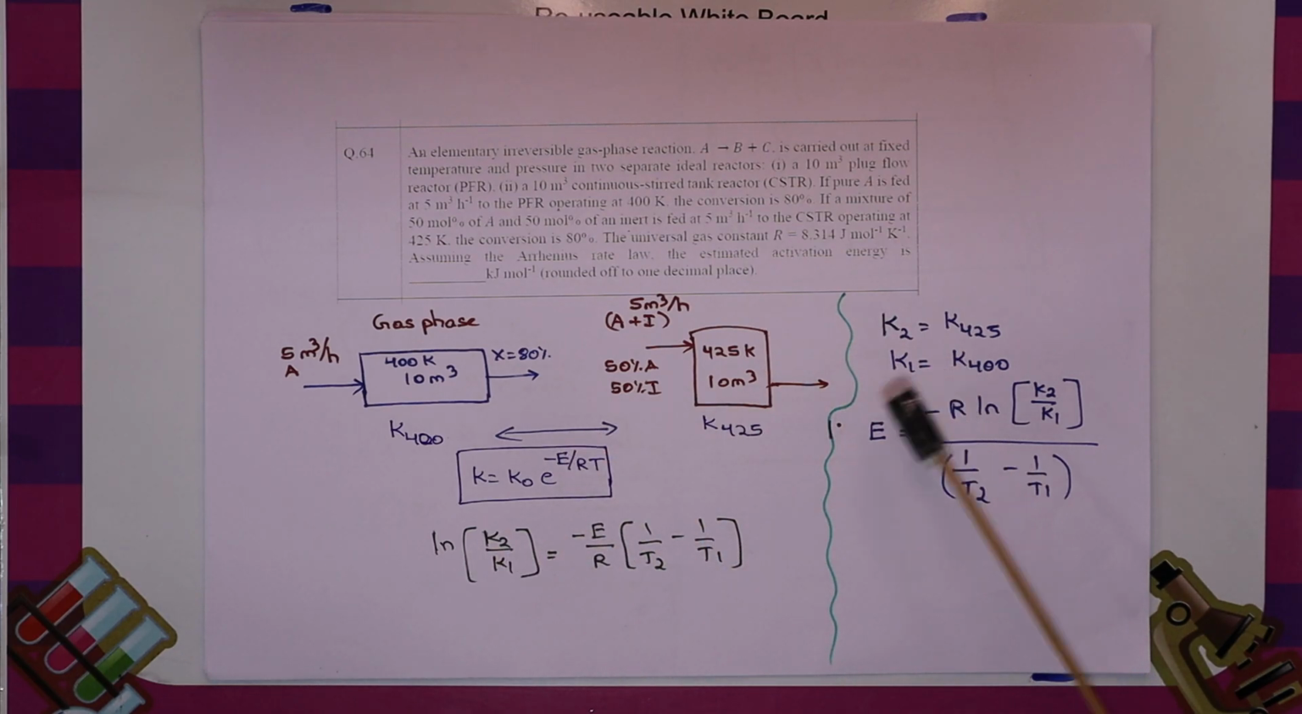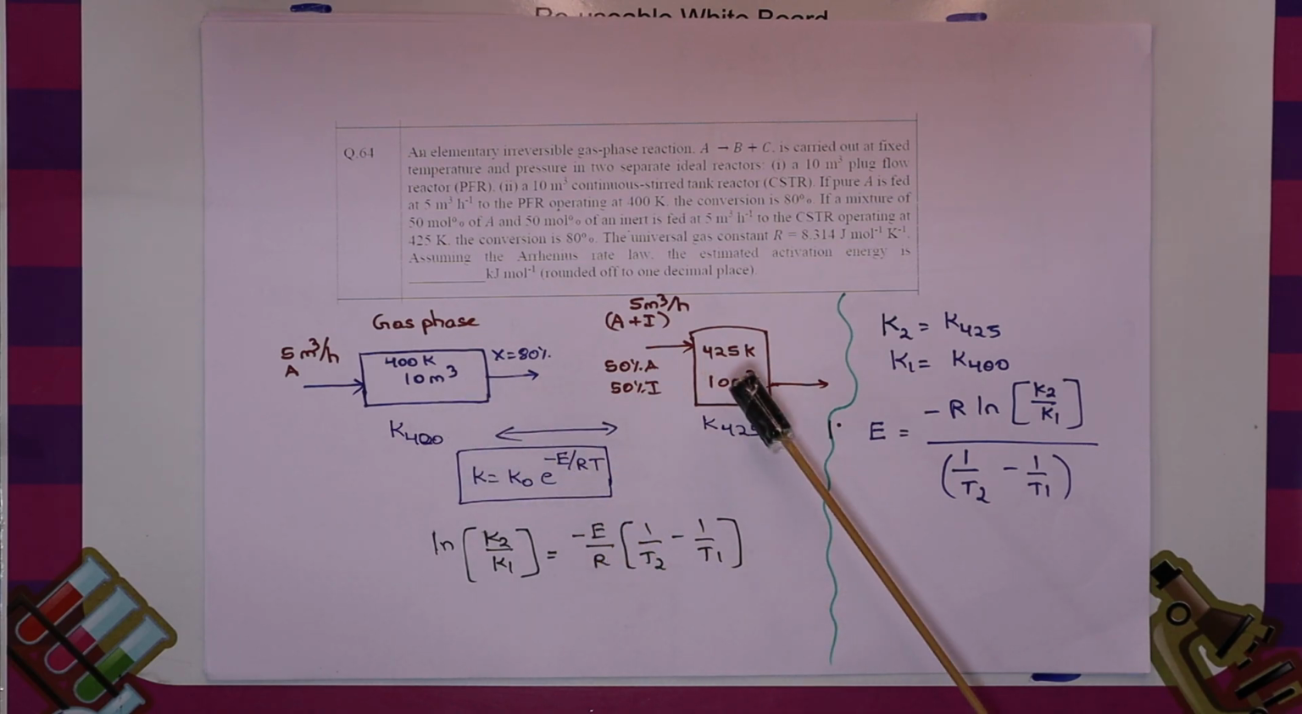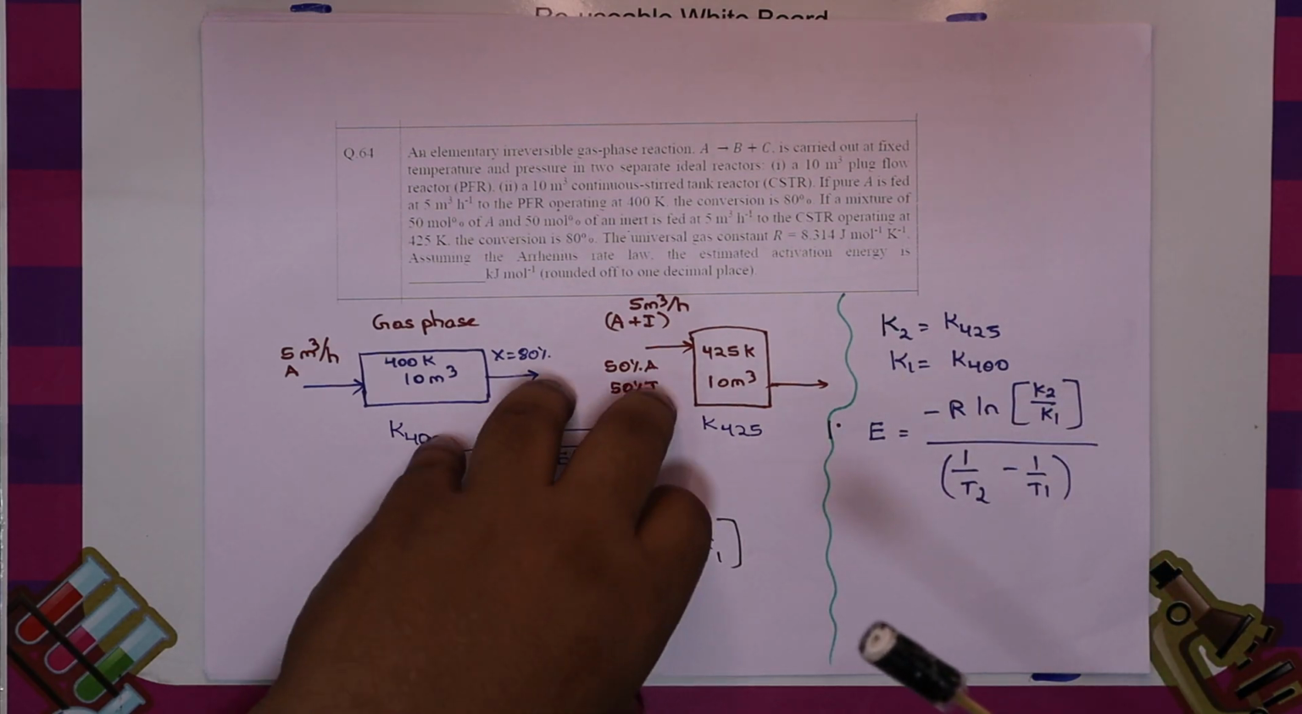So from this particular case you can get the rate constant K at 400 Kelvin. From this particular case you get the rate constant K at 425 Kelvin. Let us take K1 as K at 400 and K2 as K at 425. If you know both, using this equation you are able to find the activation energy E. Activation energy is nothing but minus R into ln of K2 by K1 divided by 1 by T2 minus 1 by T1. So let us get the values of K2 and K1. That is what we are supposed to calculate.